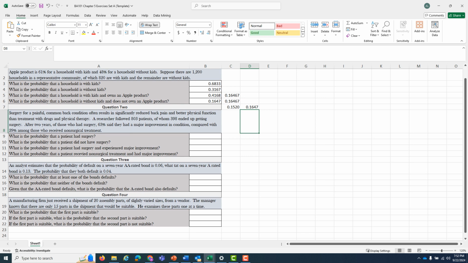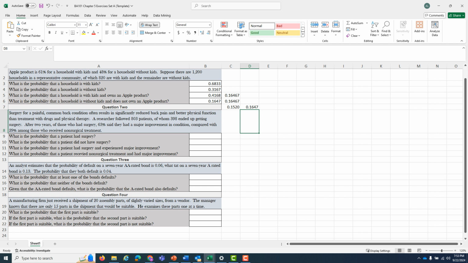Surgery for a painful common back condition often results in significantly reduced back pain and better physical function than treatment with drugs and physical therapy. We have a researcher who's looked at 803 patients. That's our sample size. And out of those 803 patients that were followed, 398 had surgery. And after 2 years, of those that had surgery, 63% of this 398 said that they had major improvements in their condition. People who elected not to have surgery, who went about it with drugs and PT, if you will, only had a 29% rate of major improvement.